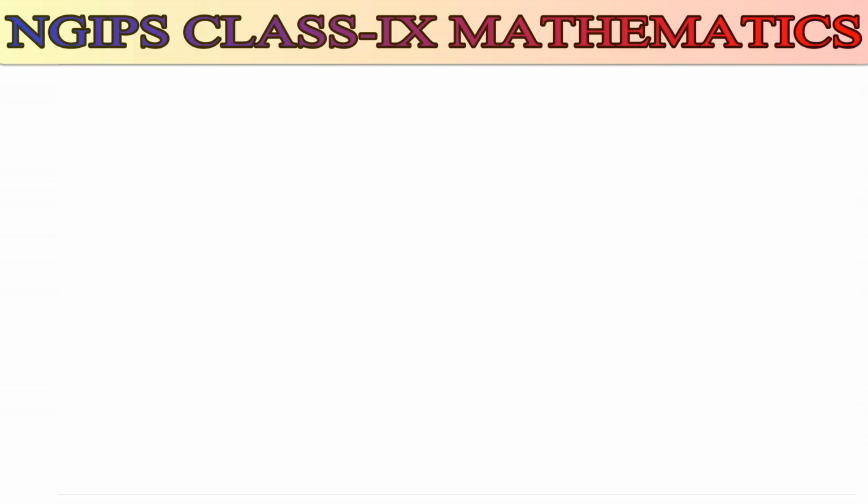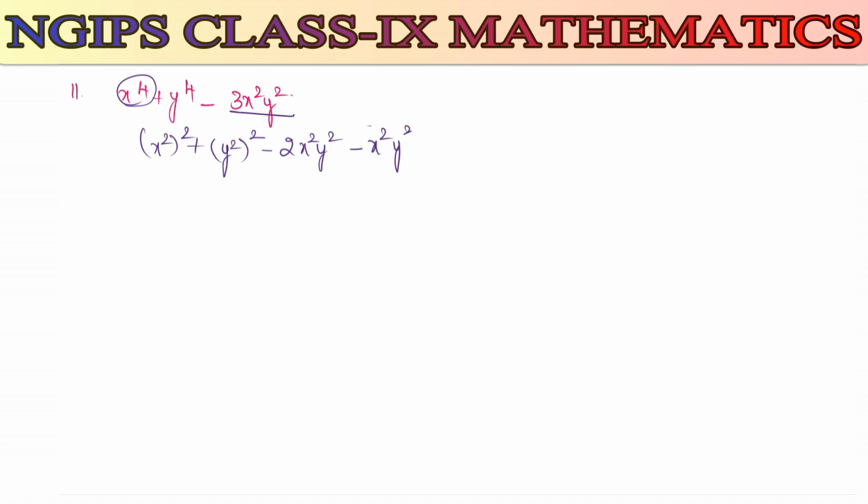Now we will move to the next one. Now we have here the 11th one: x⁴ + y⁴ − 3x²y². Here this x⁴ I can write as (x²)² plus (y²)² as y⁴, minus, we have 3x²y², right? I am going to write here −2x²y² − x²y². When you add these two values, you are going to get −3x²y².